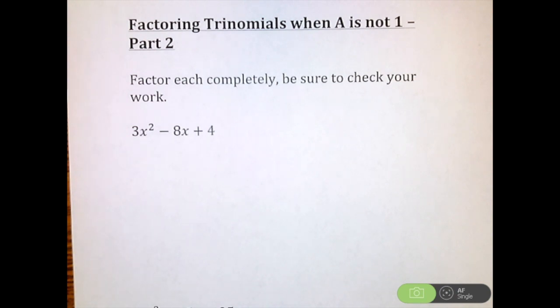This is part two of factoring trinomials when a is not 1. So if you haven't seen my first video on factoring trinomials when a is not 1, I suggest you watch that. This is part two, so I'll move a little bit faster here. Again, we're using the box method.